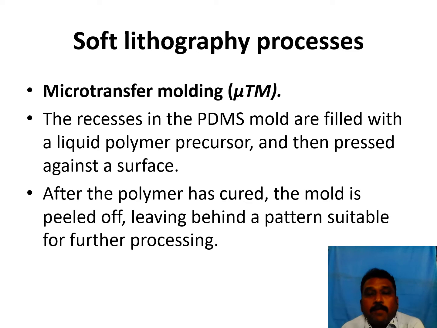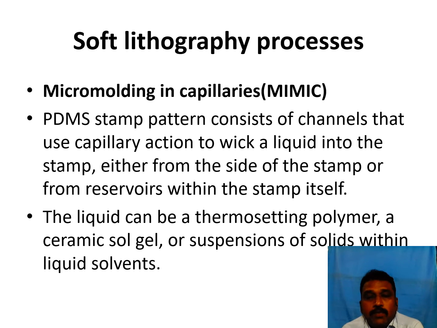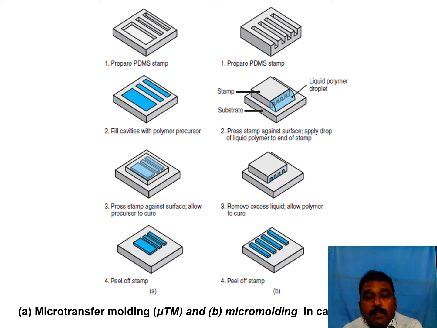So these are soft lithography processes: micro transfer molding, that is MUTM, and another one, micro molding in capillaries, that is MIMIC. These are the two soft lithography processes. You can see the process of micro transfer molding and micro molding in capillaries. The PDMS stamp is prepared, and then the cavities are filled with the polymer precursor. Then press the stamp against the surface, allow the precursor to cure, and peel off the stamp. If the stamp is peeled off, you will get the layer. That's all.